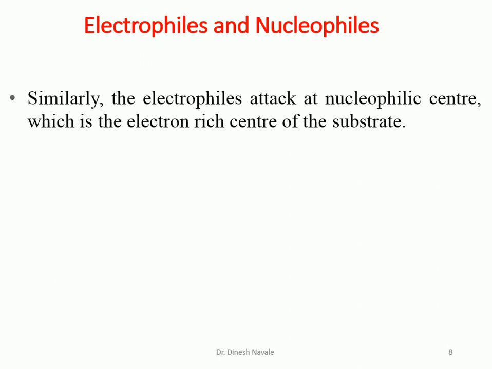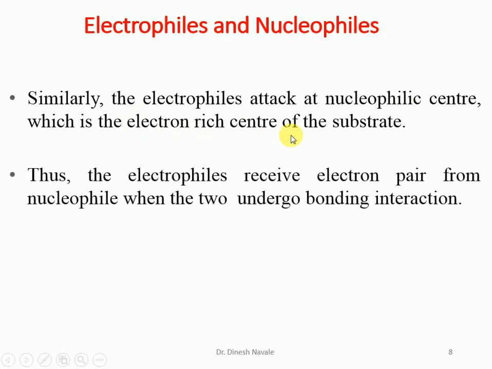Now similarly, the electrophile attacks a nucleophilic center, which is the electron rich center of the substrate. That means during the course of the reaction there will be the nucleophilic center as well as the electrophilic center. The electrophile is attacked by the nucleophilic center, the electron rich center of the substrate. Thus the electrophile receives an electron pair from the nucleophile when the two species undergo the bonding interaction.